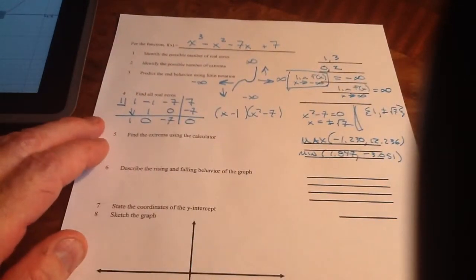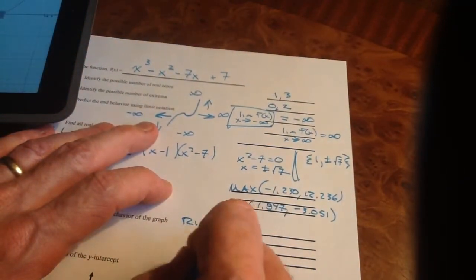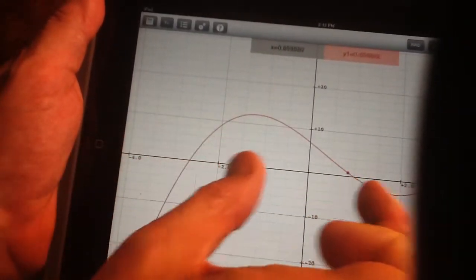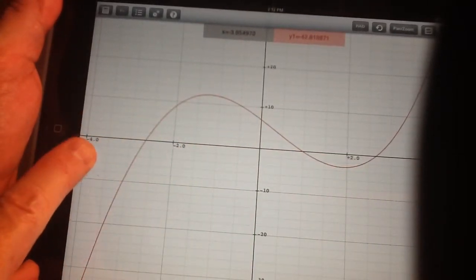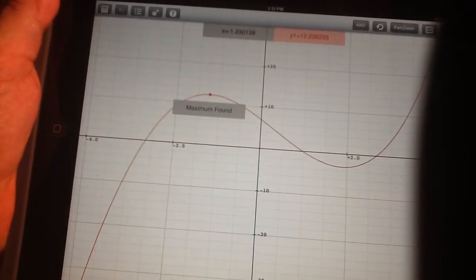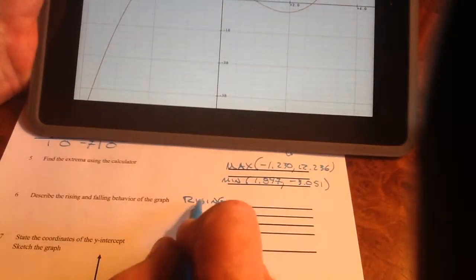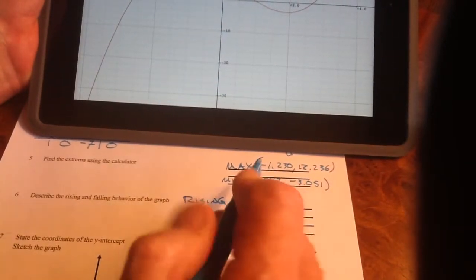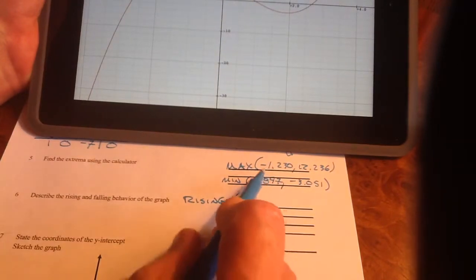Good. Now, describe the rising and falling behavior of the graph. So we're going to just look at the x. First of all, it begins by rising. So I'm going to measure the x coordinate in increments, going from left to right. So I start over here at negative infinity. And what I know is it rises until it reaches the max. So I'm only going to look at x coordinates. So it rises from negative infinity to the x coordinate of the max, from x equals negative infinity to x equals negative 1.23.